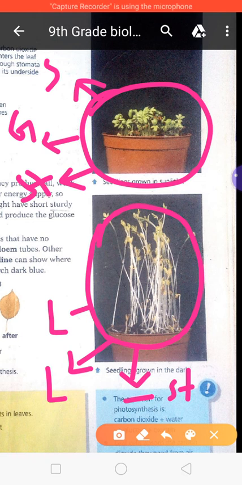These are a few pieces of evidence for photosynthesis. You can do this experiment in your home, and this was all about photosynthesis.